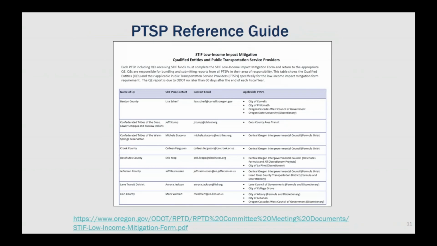So we also have a PTSP reference guide, and this is not the complete document here. It's just a snapshot of it as an example, that, as you'll see, provides the names of all the QEs on the left side, and then identifies on the right side which PTSPs should be reporting on this specific topic to which QE. So for just a couple examples, there will be some overlap. For example, COIC and Cascades Westcog, where based on the project and the area of responsibility that project is taking place in or impacting, they might be reporting on this to multiple QEs.